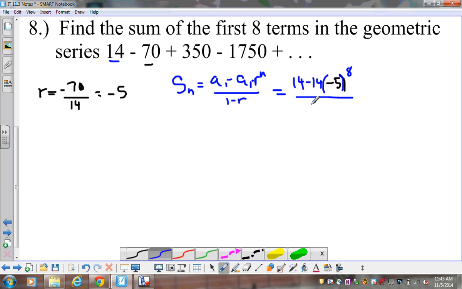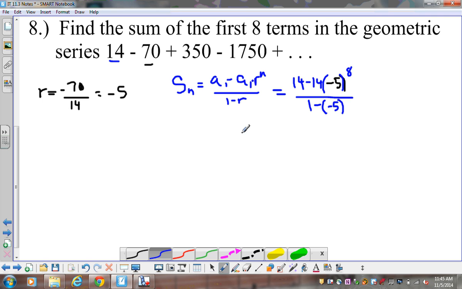All over the denominator, I have 1 minus my common ratio, which is negative 5. So that's what we've got so far. It's just a matter of plugging everything in. The only thing I really needed to find here, other than my first term, which they gave me, was my common ratio, which, remember, I got by taking my second term divided by my first term. Negative 70 divided by 14, I got negative 5. So that's where I got this negative 5 from.